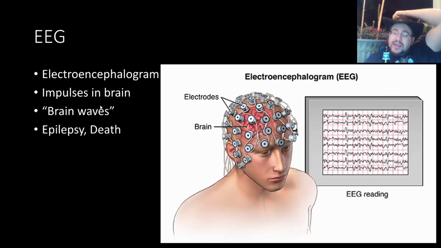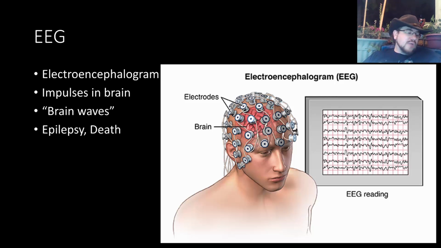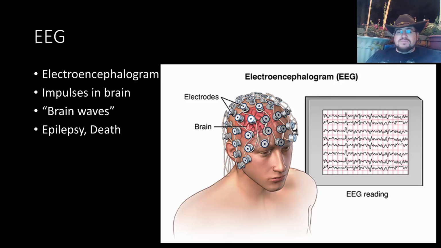You can also, amazingly enough, detect death with an electroencephalogram. Specifically brain death, right? So if you've got someone who is on artificial life support, you might be able to use an electroencephalogram to very briefly check how much of their brain is actually functioning. So it helps you determine if someone is just brain dead.